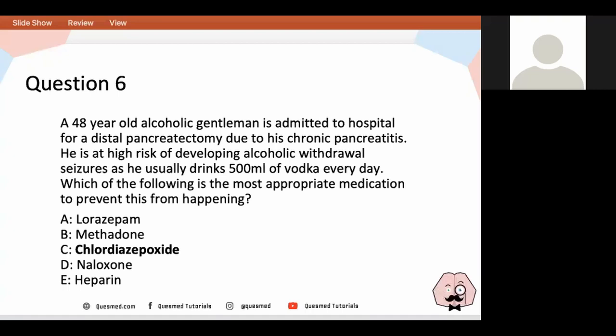Methadone is used to manage heroin dependency, naloxone is used as an opiate reversal agent, and heparin is used as an anticoagulant and can be used for a variety of different surgical procedures.